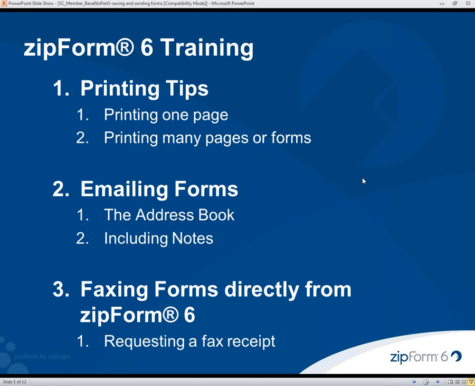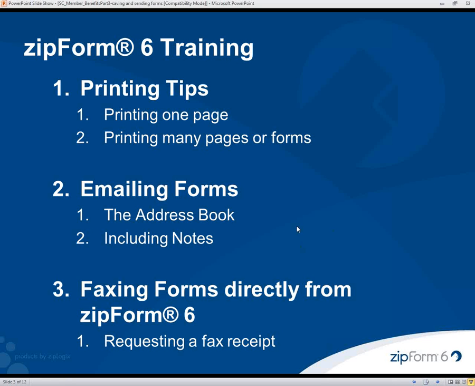For today's training, we're going to start off by talking about saving and printing. So I'll do a quick rundown of saving your files online. Then we'll talk about printing one page or printing many pages or forms. We'll talk about emailing forms and the handy address book to save you time in your transactions. We'll talk about including notes in your email so you could have little sticky notes on the forms. And we'll also talk about faxing forms directly from zipForm 6, including how to request a receipt that this fax has gone through. So we'll start today with our printing tips.